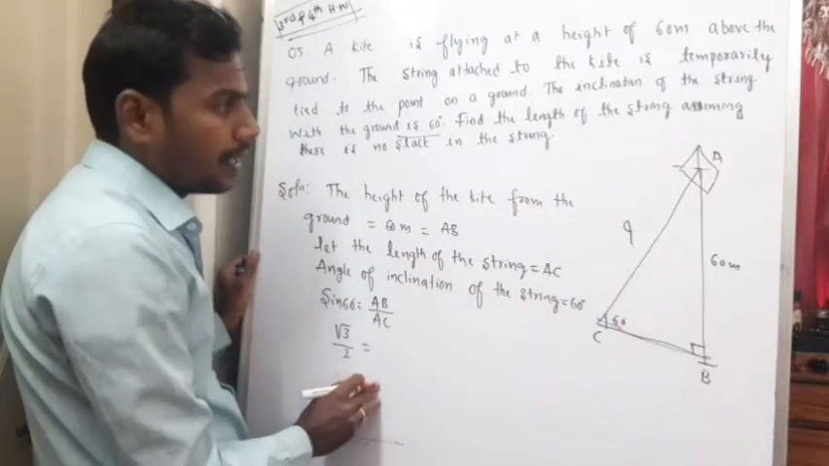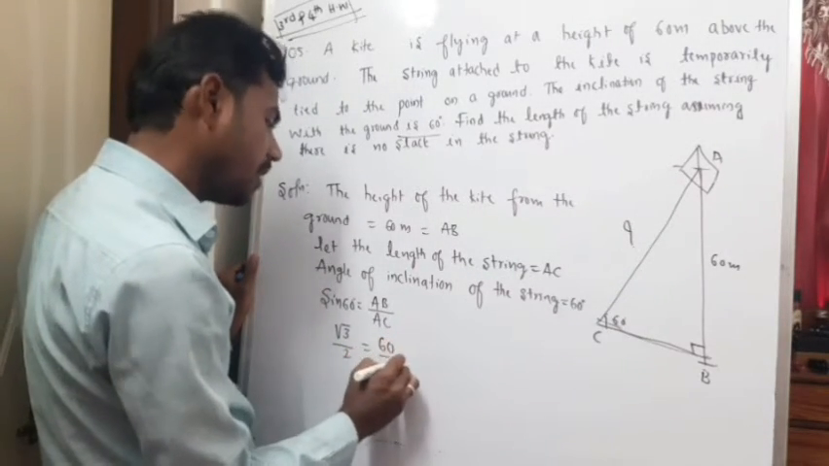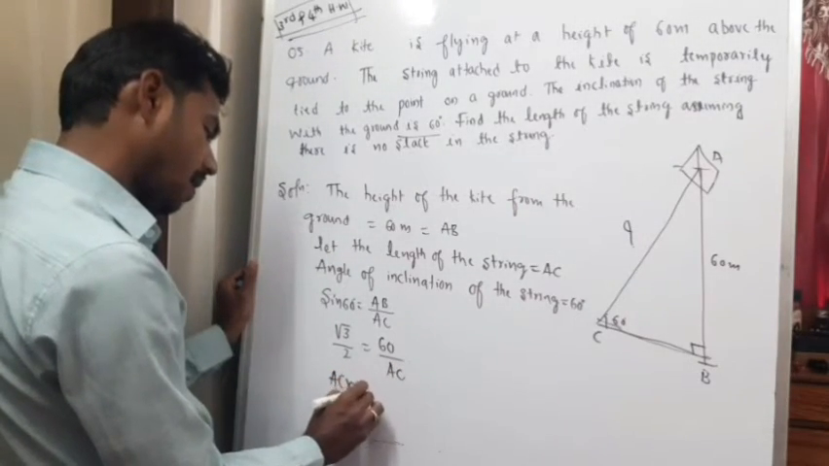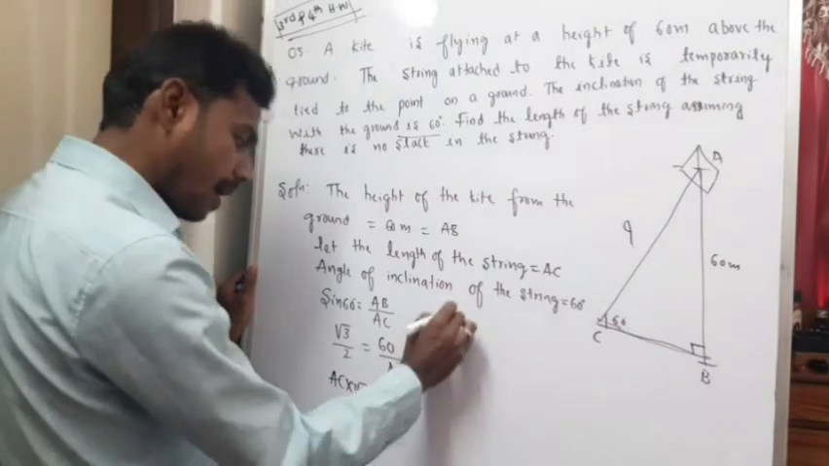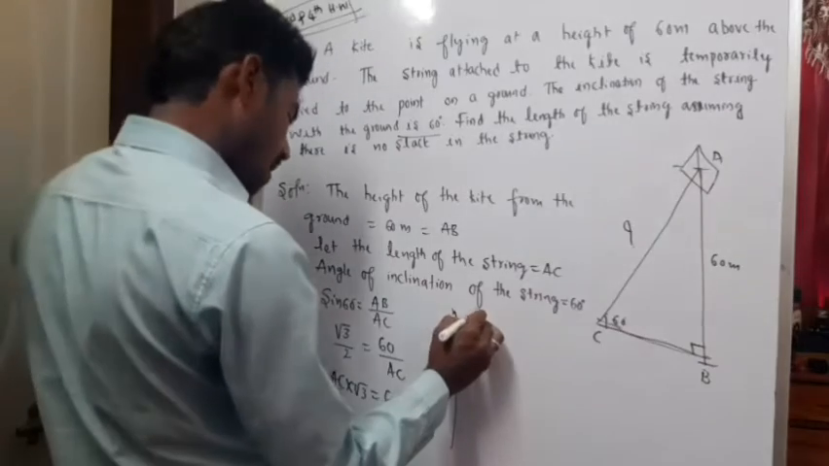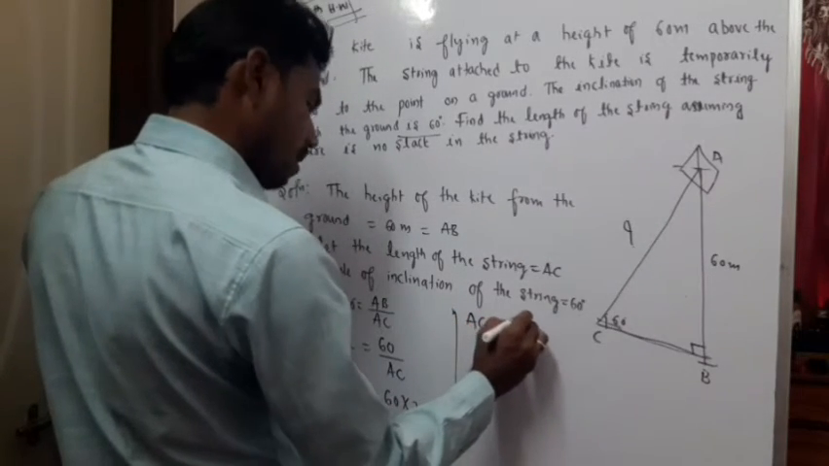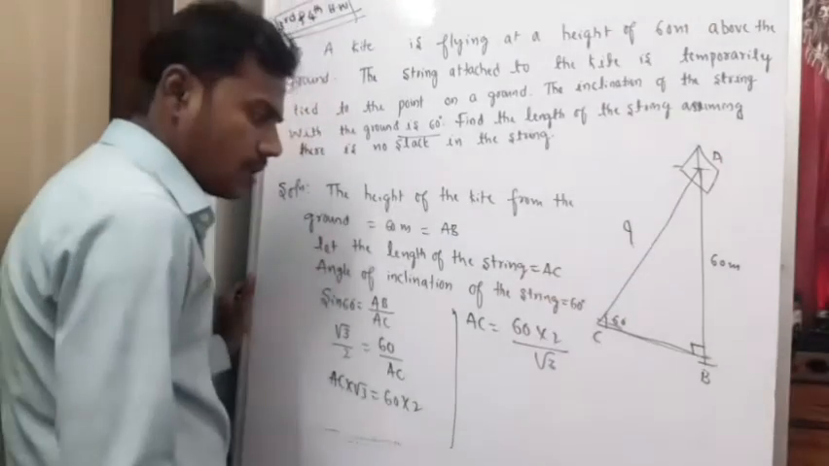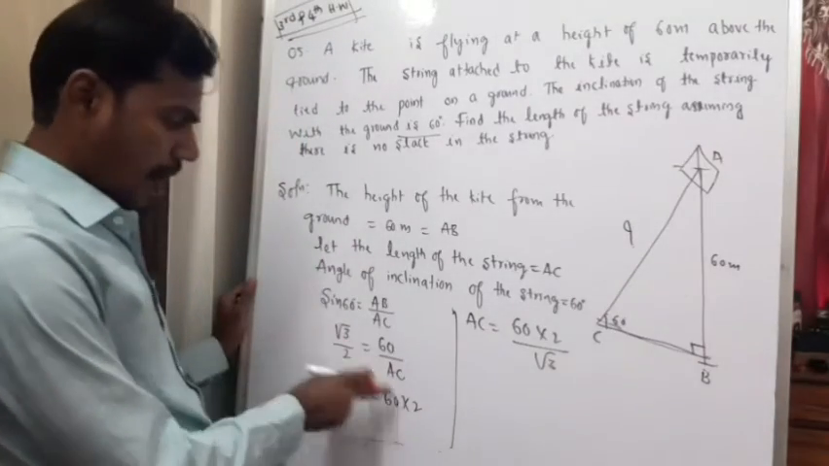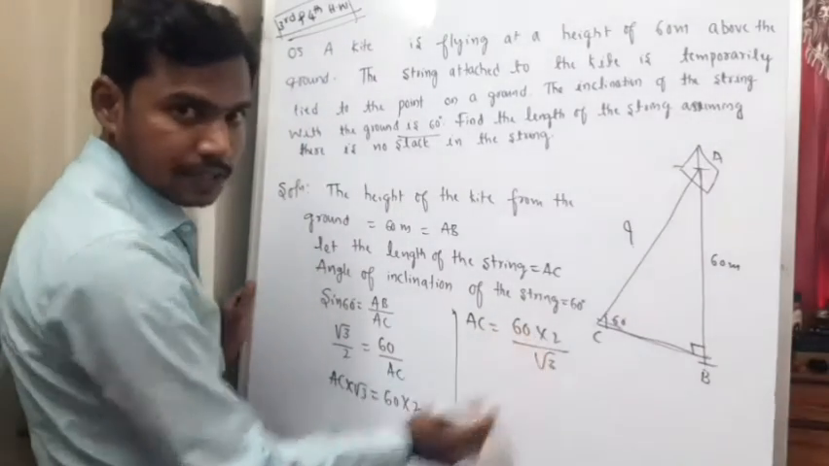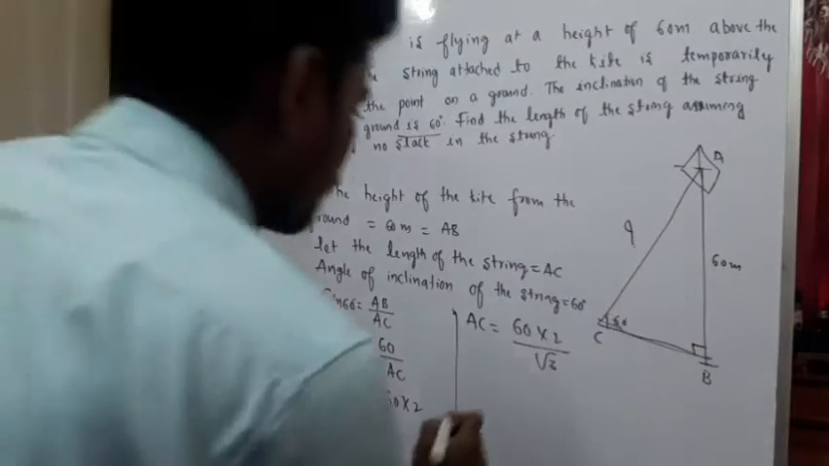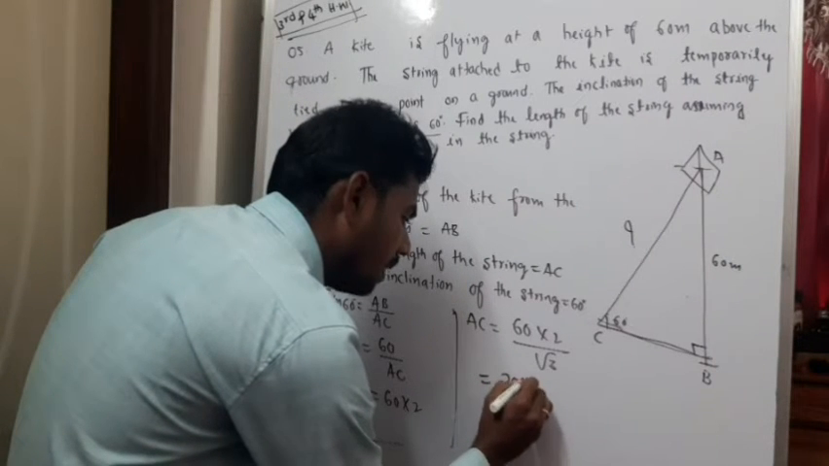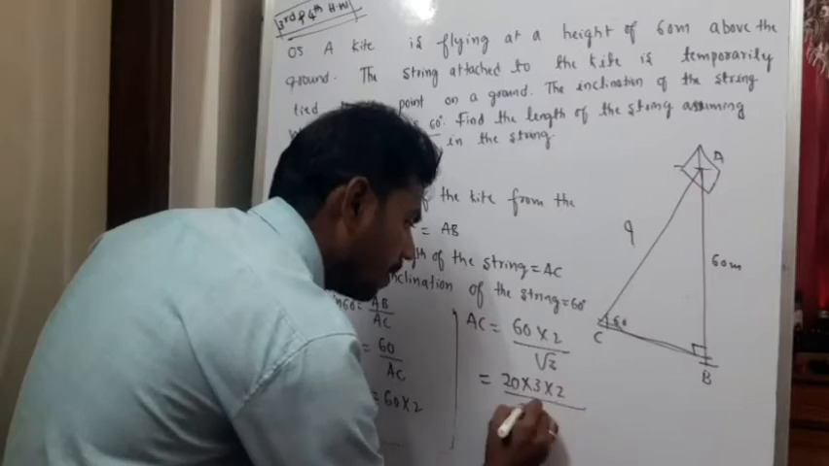What is AB? AB is 60 and I need to find AC. Cross multiplication: AC into root 3 is equal to 60 into 2. So AC is equal to 60 into 2 by root 3. Now 60 can be written as 20 into 3, so AC is equal to 20 into 3 into 2 divided by root 3.